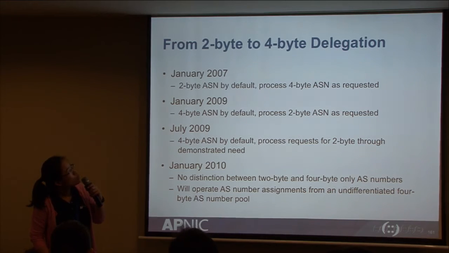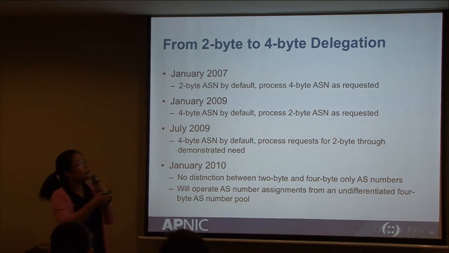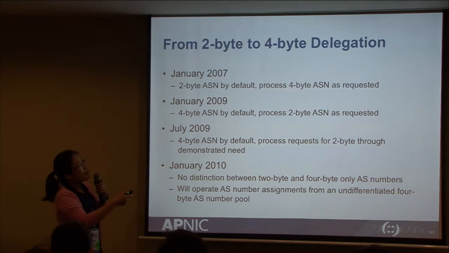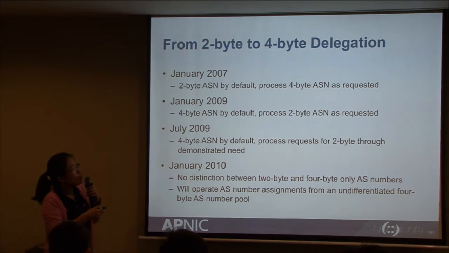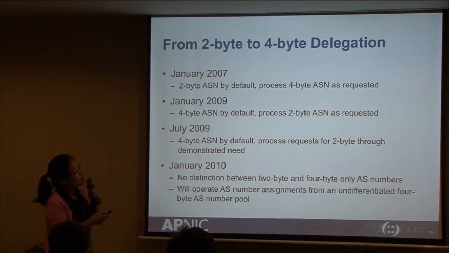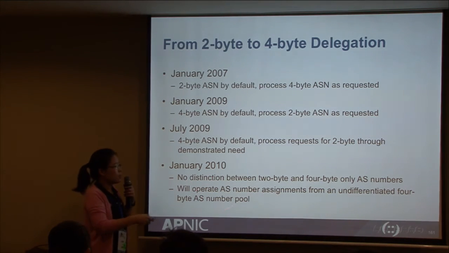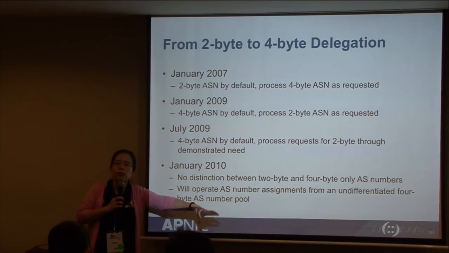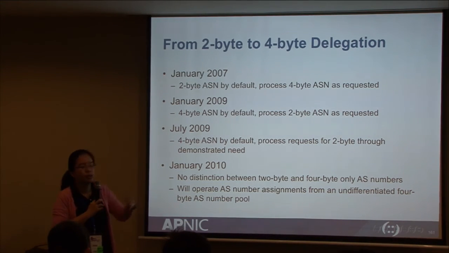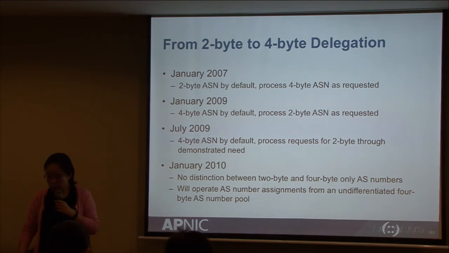On 2-byte to 4-byte delegation, as I mentioned at the beginning, before 2007 we only had 2-byte AS numbers, and then we started to process 4-byte AS numbers if requested. Since 2009, by default you get a 4-byte AS number, larger than 65536, and we process a 2-byte AS number as requested. Since 2010, all are from the same pool. We merge them together and do not distinguish 2-byte or 4-byte. This is the delegation development for the AS number.